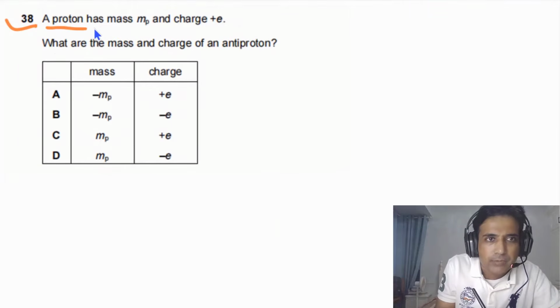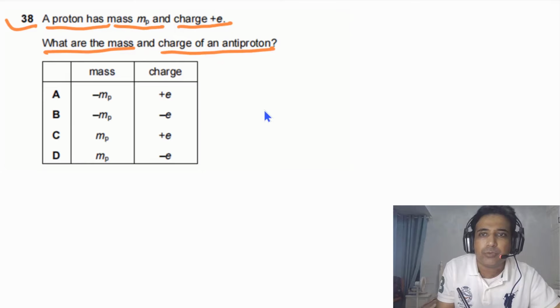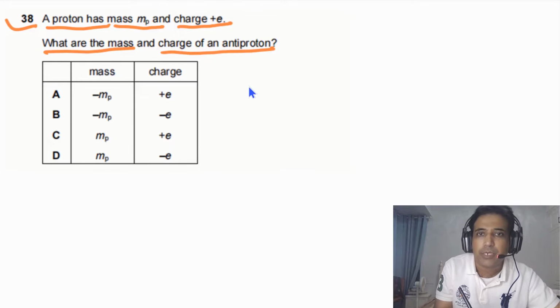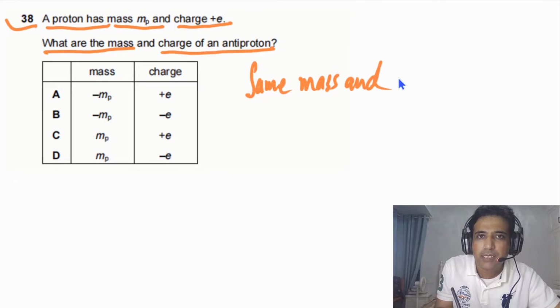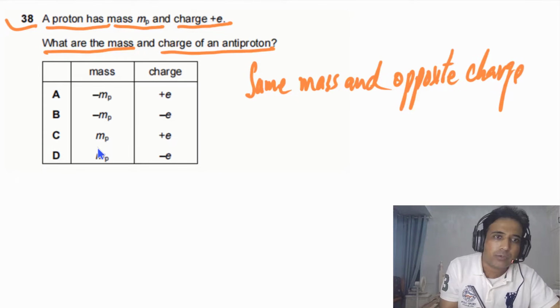Question 38 says a proton has mass m sub p and charge plus e. What are the mass and charge of an antiproton? So we need to understand particle and antiparticle. First thing we need to understand, particle and antiparticle have the same mass and opposite charge. This is the point you need to understand to answer this question. Same mass and opposite charge. So the mass has to be the same, so the answer has to be C or D.